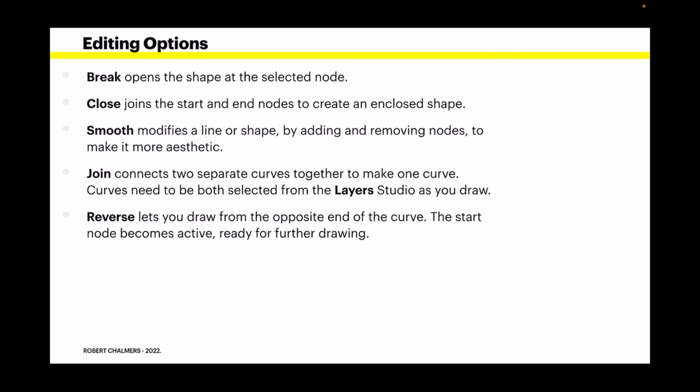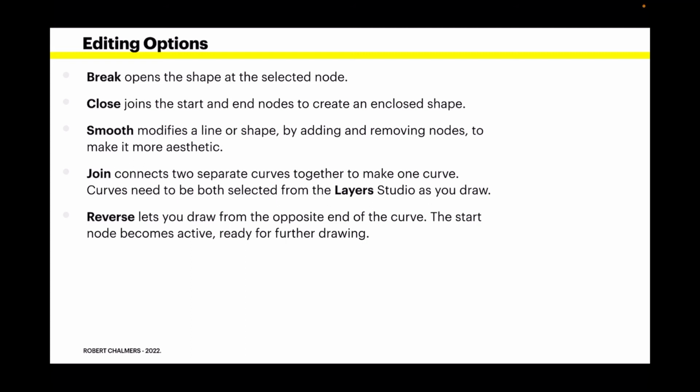Smooth modifies a line or shape by adding and removing nodes to make it more aesthetic. So if you've drawn a curve and you just can't get it curved nicely, select the nodes in that line and tap smooth and it will smooth it out for you and make it look really nice. Now join connects two separate curves together to make one curve. Curves need to be both selected from the Layers Studio as you draw. So if you select two layers that have got curves on them, tap join and they'll be joined together and become one curve.